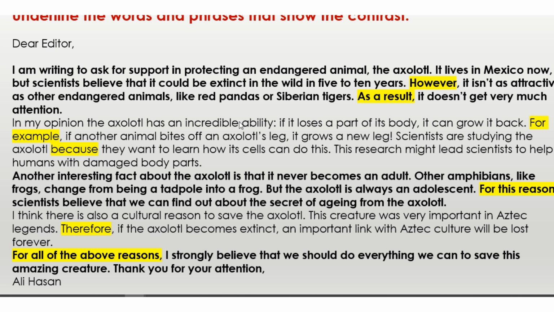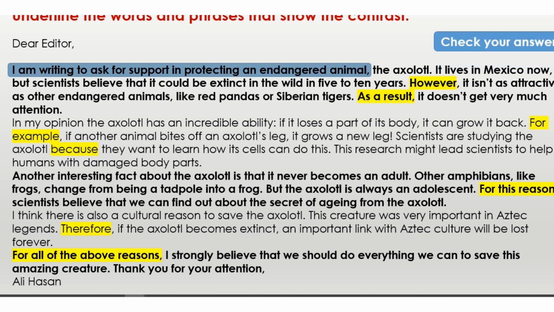However, when you introduce something different, as a result, for example, because, therefore, when you build on ideas, for all of the above reasons, when you want to make a summary, at the end, you make your conclusion.